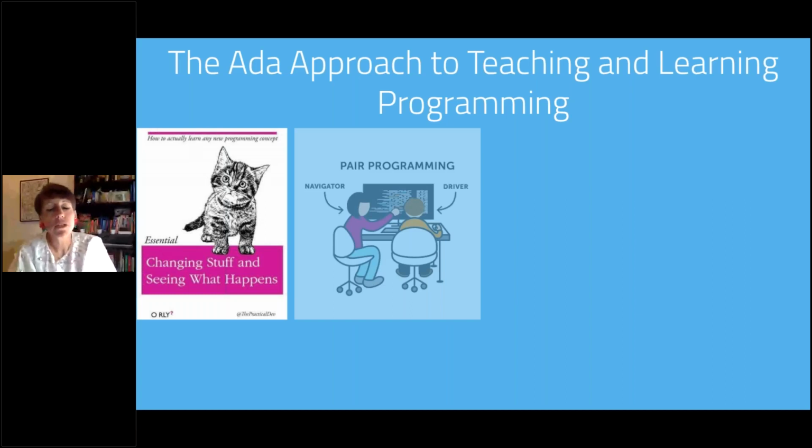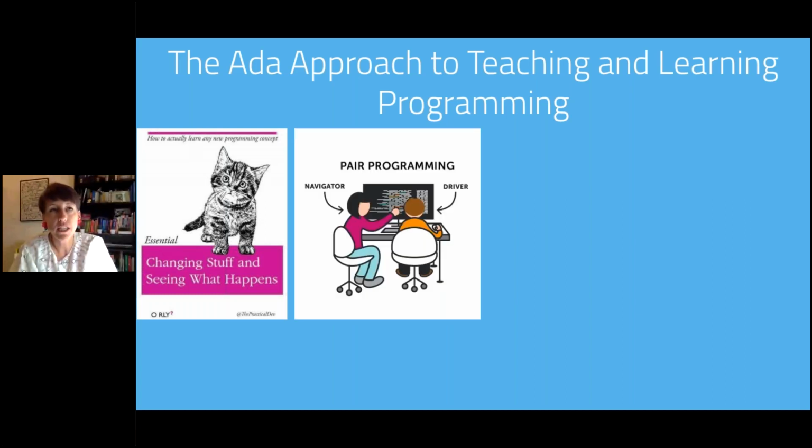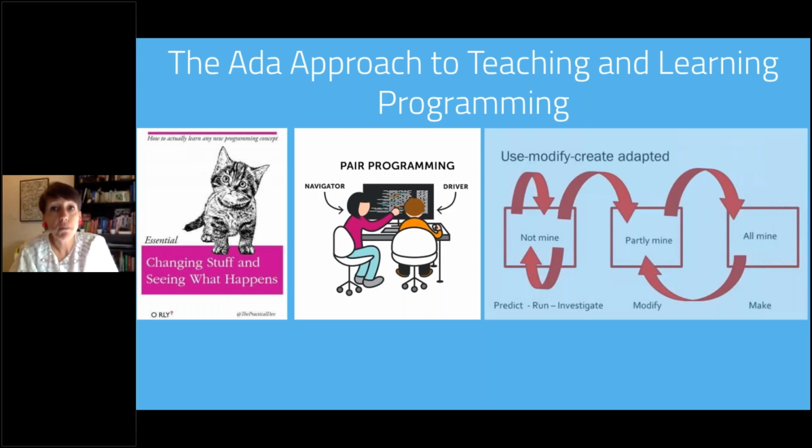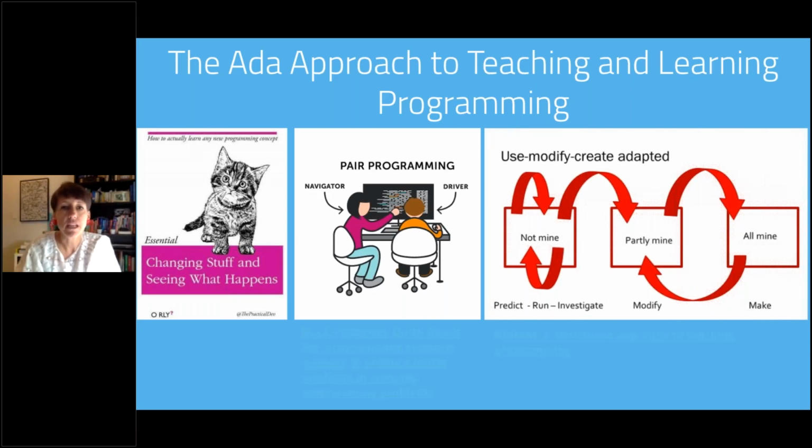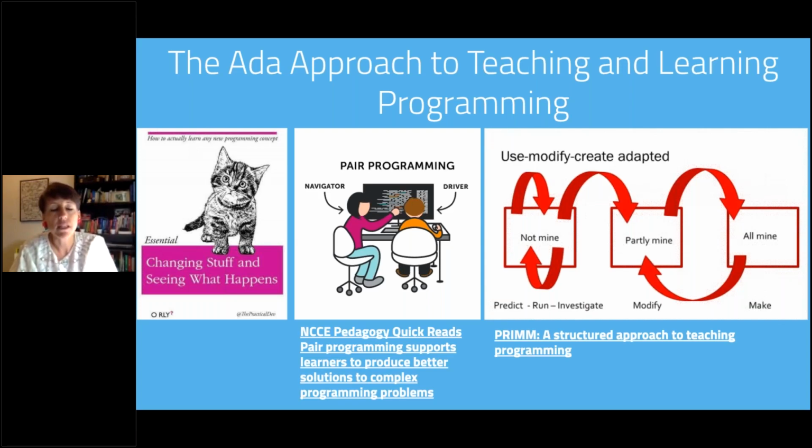More formally, we do a lot of pair programming, and we set up some very strict ways of working where one student is the driver, another is the navigator, and we swap those roles regularly. We also follow, although not very formally, the PRIM approach, which I'm sure a lot of you are familiar with. There's a bit of reading there if you don't know what these things are. The NCC has a really good quick read on pair programming, and I think the PRIM structured approach is from either a Raspberry Pi blog or a King's blog.